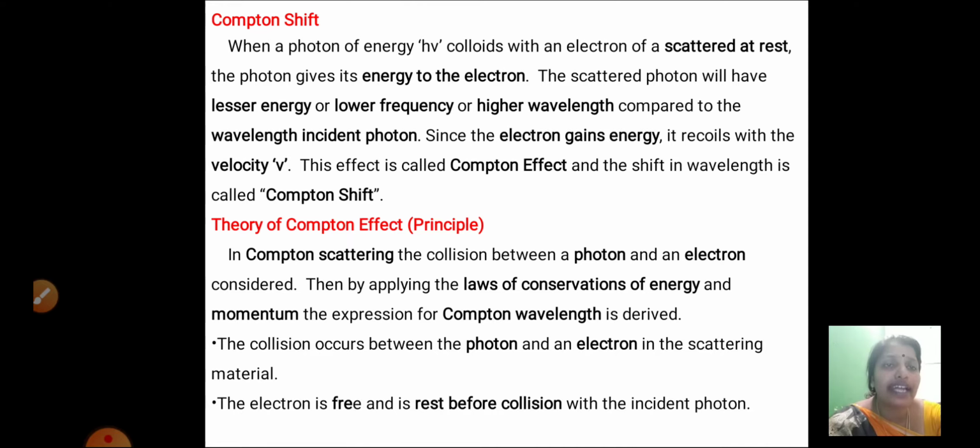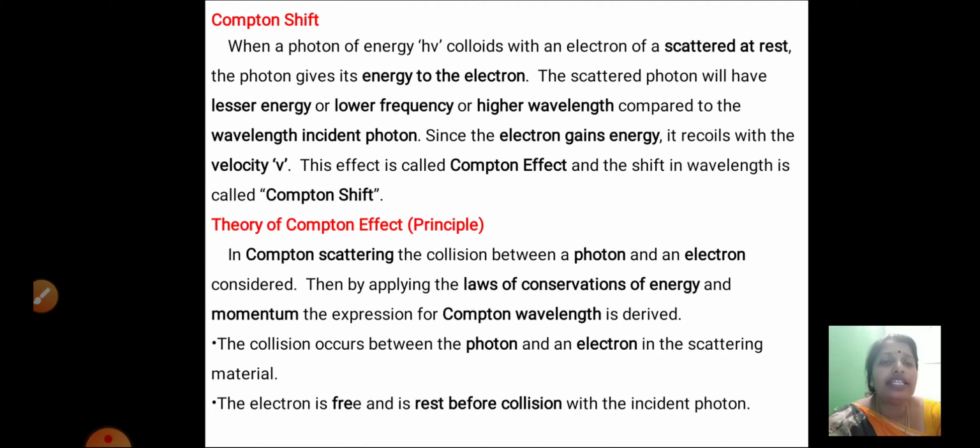In Compton scattering, the collision between a photon and an electron is considered. Then, by applying the law of conservation of energy and the law of conservation of momentum, the expression for Compton wavelength is derived. The collision occurs between the photon and the electron in the scattering material.